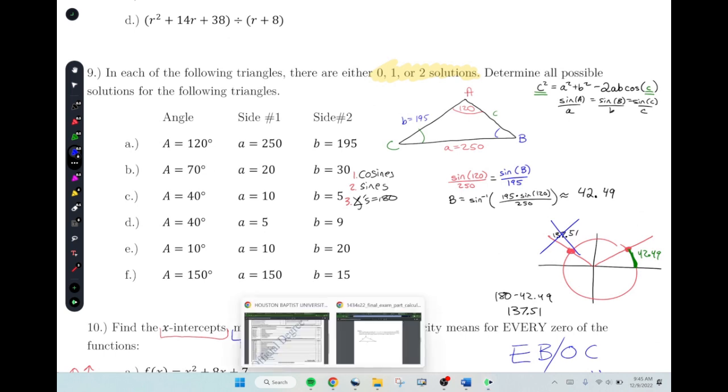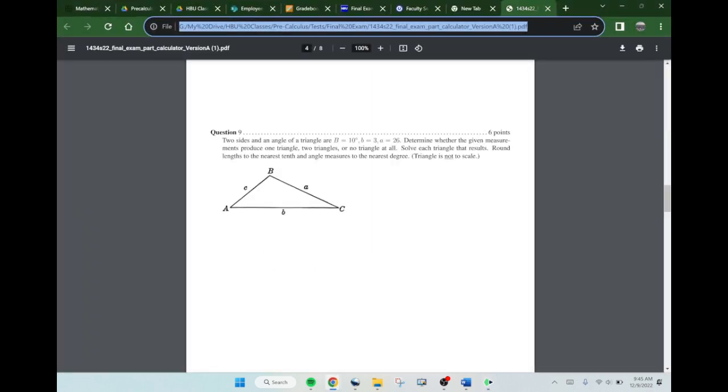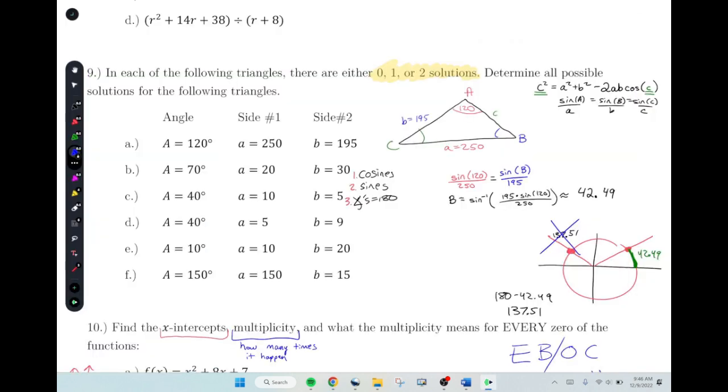Let me tell you real quick. Here's some sides. Here's an angle. Determine whether the given measurements produce one triangle, two triangles, or no triangle. Solve each triangle that results. Round your lengths to the nearest tenth. Triangle is not to scale. That's why I put six of them on practice there, because I wanted you to practice a bunch of them.